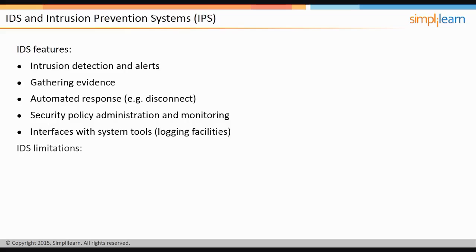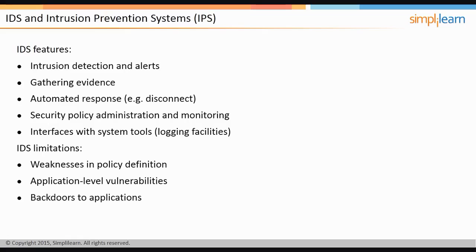IDS limitations include weaknesses in policy definition, application-level vulnerabilities, backdoors to applications, weaknesses in identification and authentication schemes. Let us continue discussing about IDS and Intrusion Prevention Systems, IPS, in the next screen.